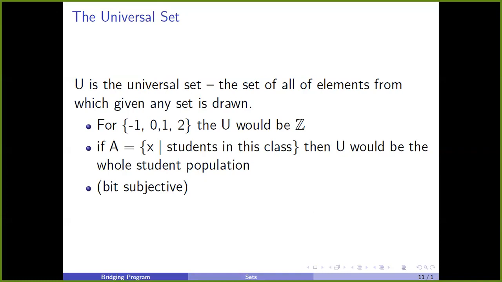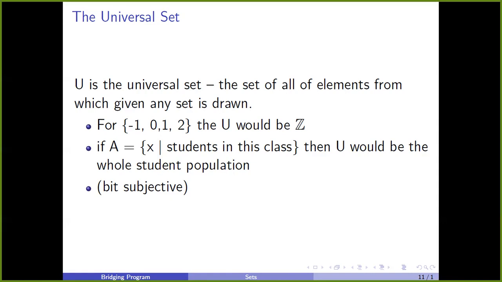So it's kind of subjective. It depends on the problem, right? And depending on the problem, you might figure out what the universal set is. So the universal set is essentially everything in your set, everything in your problem. For example, let's say my set A is the students who are taking this class. Then the universe, depending on the problem, might be the students in the university, or the entire population of Sri Lanka, or the entire population of the world.